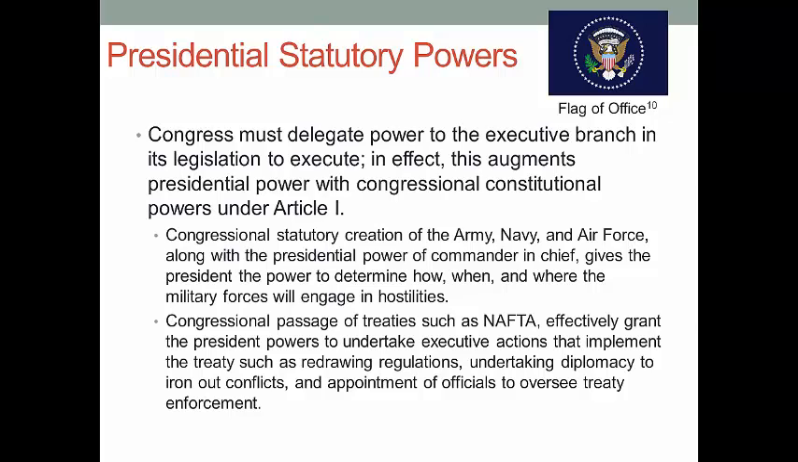However, it does lead some to fear the so-called imperial presidency, where presidential powers increasingly resemble those of King George III.